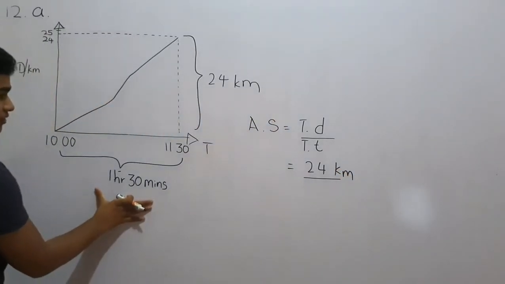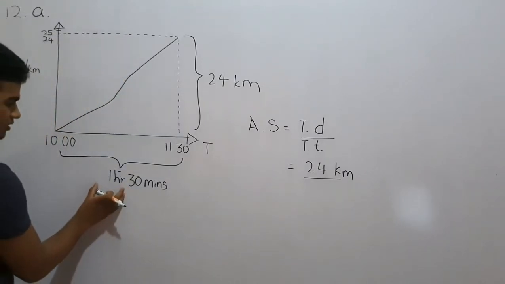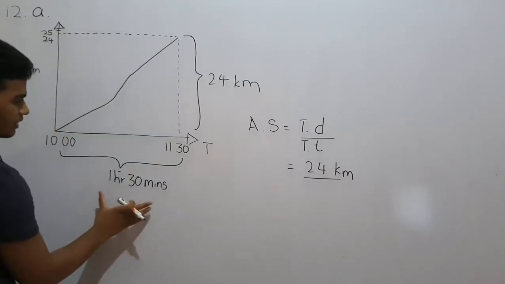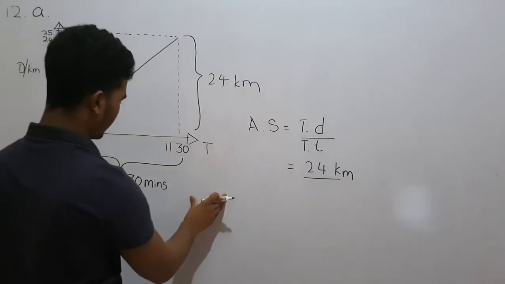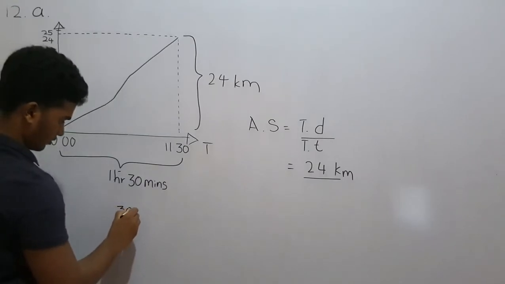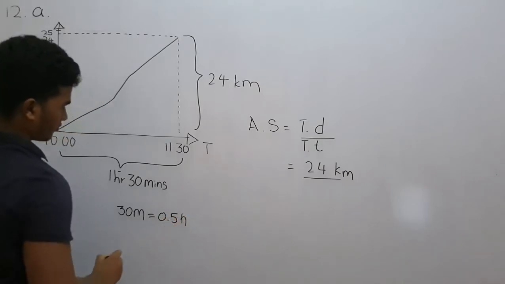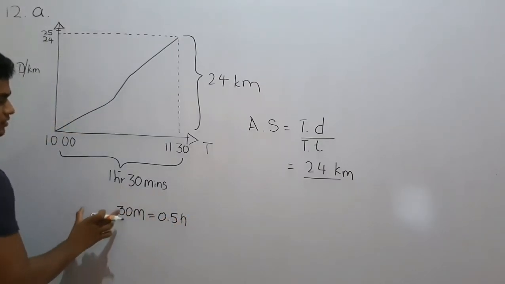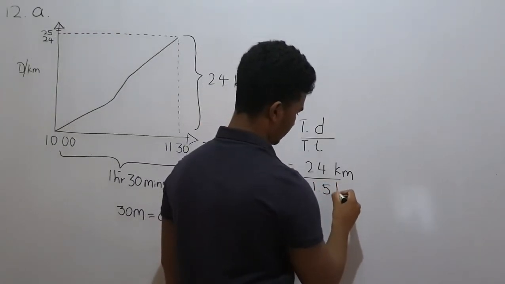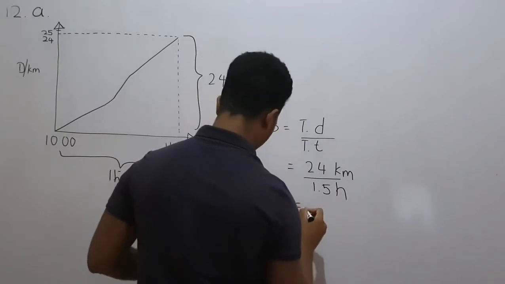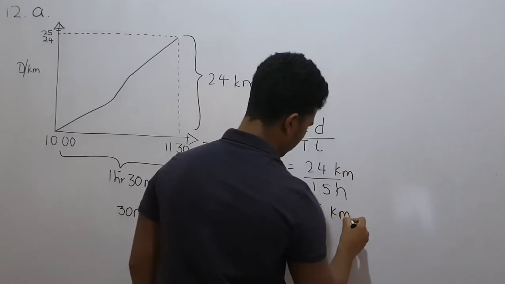And the time difference, now the question they ask is in kilometers per hour. But what we have is 1 hour and 30 minutes. We'll convert the whole thing to hours. So 30 minutes is equal to 0.5 hours. So 1 hour and 30 minutes is 1.5 hours. When you divide it, you are getting the answer as 16 kilometers per hour.